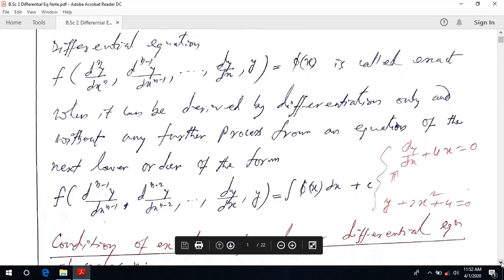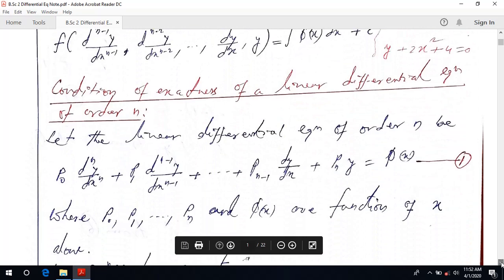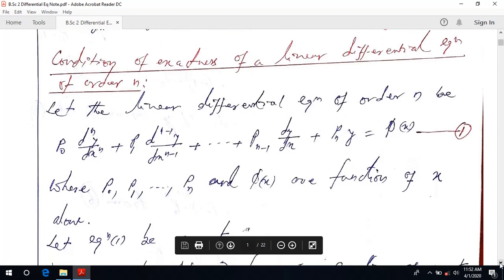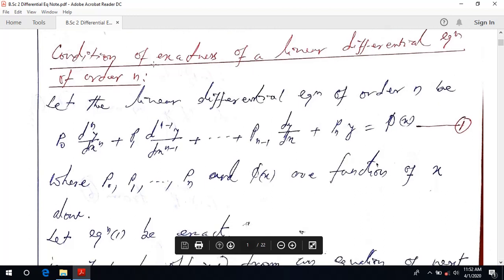Now we will see that there is a condition required for a given differential equation to be exact. So let us discuss here. The condition for exactness of a linear differential equation of order n. Let a given differential equation be exact. That is our hypothesis, that this equation is exact. Now we are going to find the condition for this equation to be exact. What is the condition required for equation number 1 to be exact?